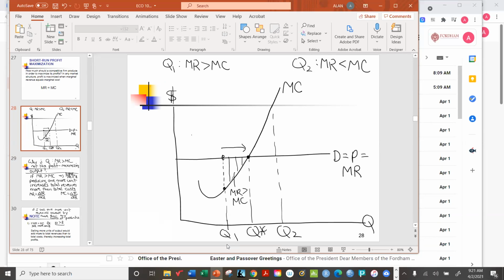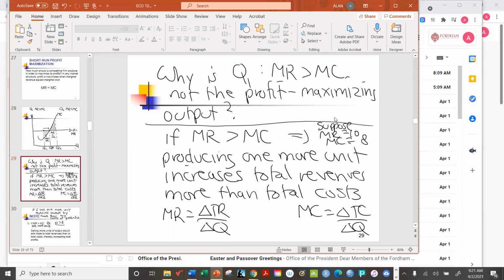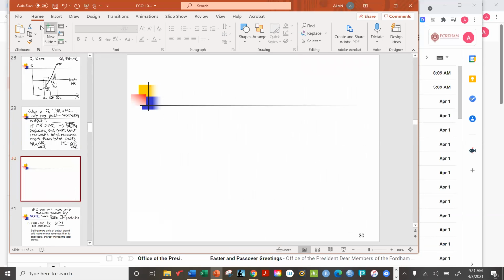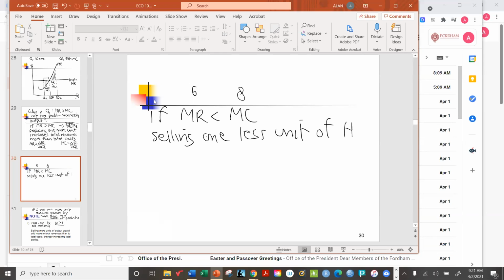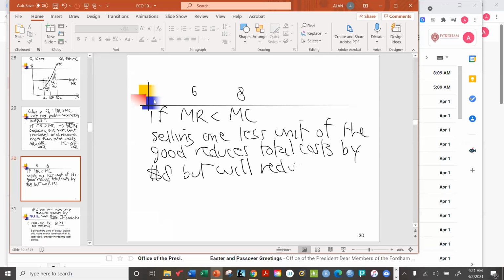On this side of the fence, though, it's the other way around. In this range, MR is less than MC. So when that happens, if MR is less than MC, let's say this is 6 and this is 8. That means that selling one less unit of the good will reduce total costs by $8, but will reduce total revenues by only $6. That means that's the right move.